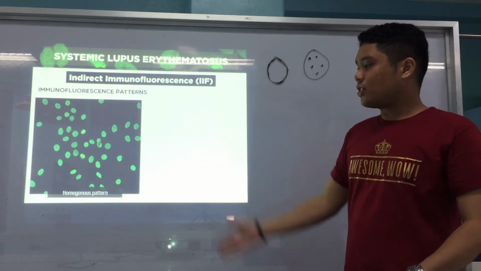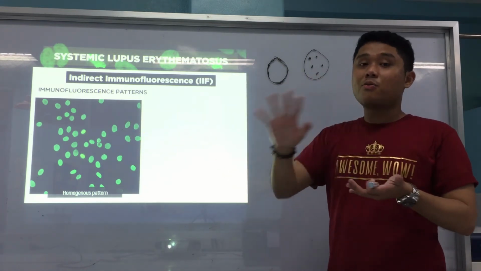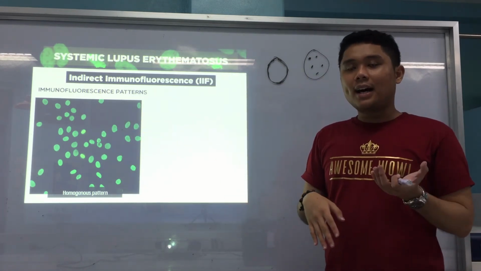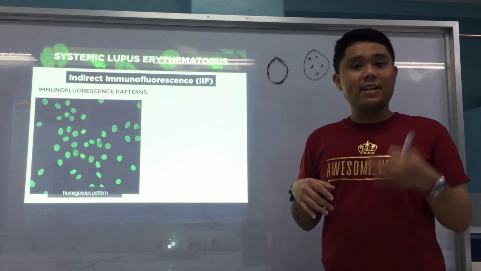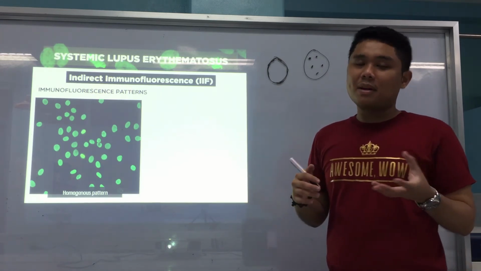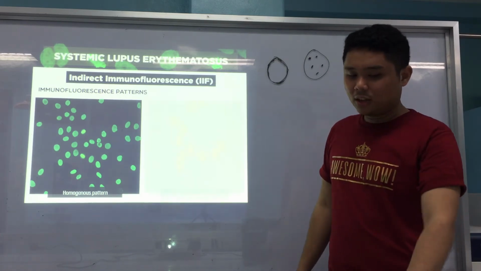So the first one is of course your homogeneous. By the name itself, homogeneous. The appearance is smooth, and the staining is uniform. Again, usually many antibodies are detected, such as ssDNA, histone, etc. And the diseases it may be seen in are SLE, Sjogren's, and many more.